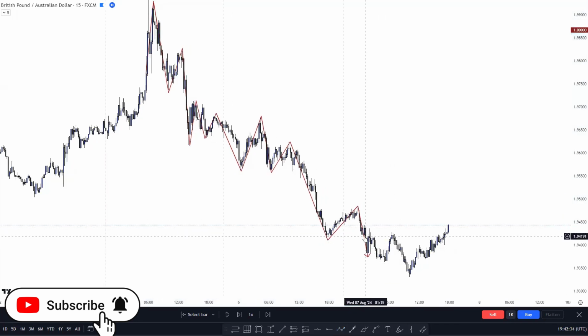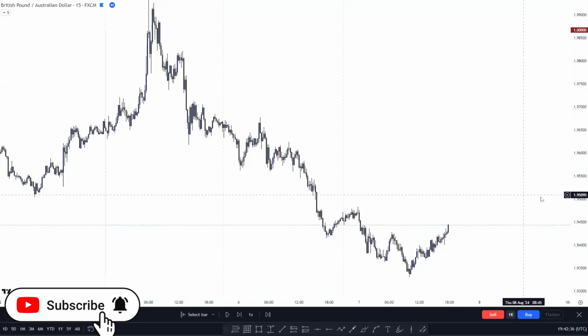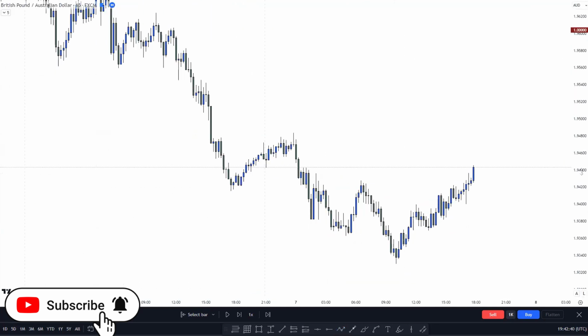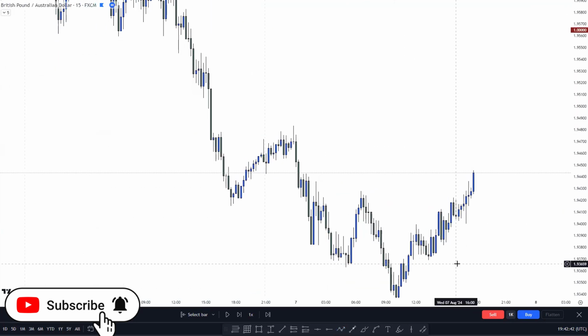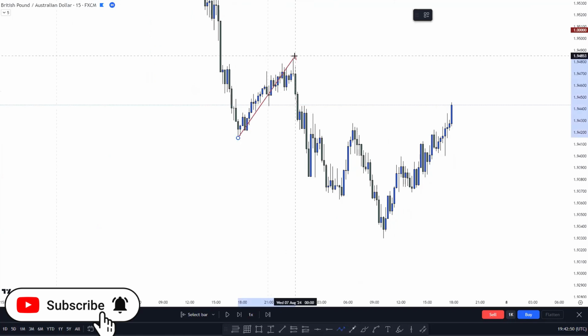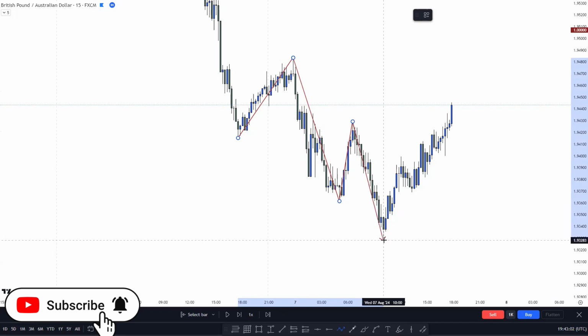Since we had this break of structure, we need to identify our point of interest. We need to identify our zone and time the market to see where we are actually going to have our entry. Basically, this was the last low which created this high, and this was the last high. We swept liquidity above here and broke all the way to the downside, at this push creating an inducement here, then pushed all the way to the downside.